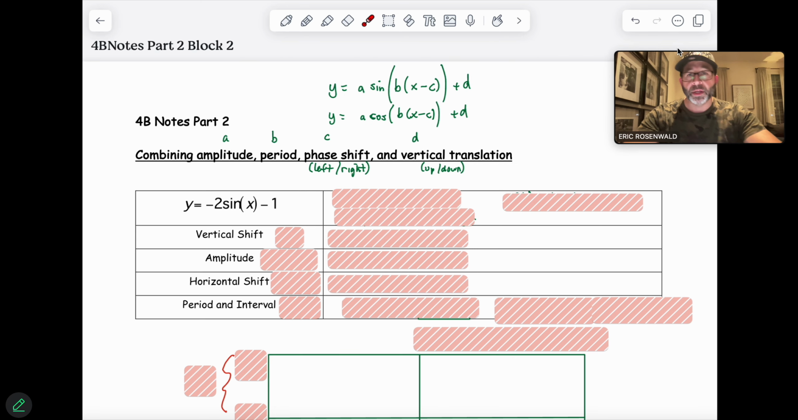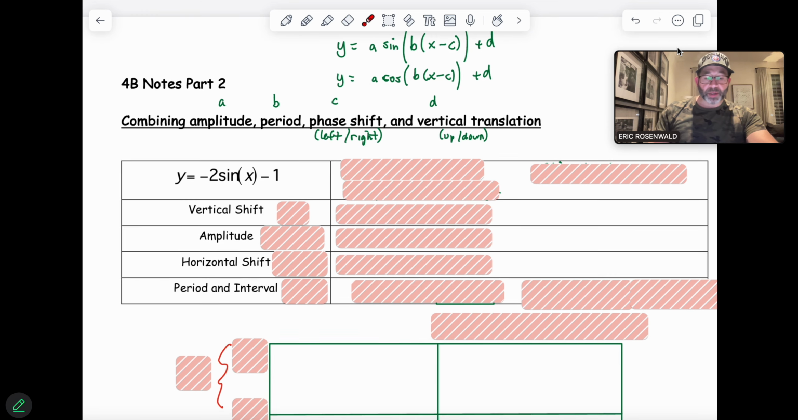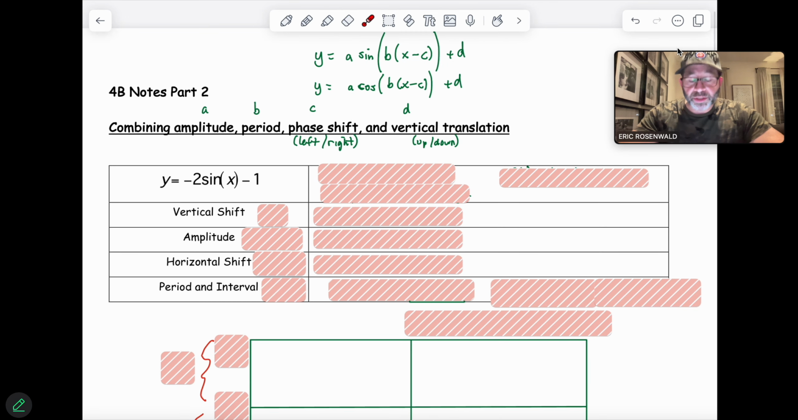So let's get started. Looking at our first problem, let's talk about all the transformations that we actually see taking place. The first thing we see is that there's a negative value right here, which means that we're going to have a reflection. We have a 2 in front of this, which tells us that there's going to be a vertical stretch taking place. And we see a -1 that's outside of the parentheses, not on the inside. Because it's outside, we're going to have that up or down shift. In this case, it's going to be down 1.